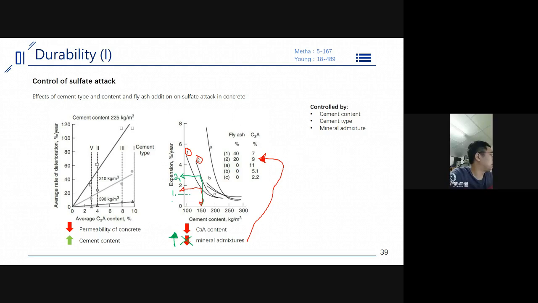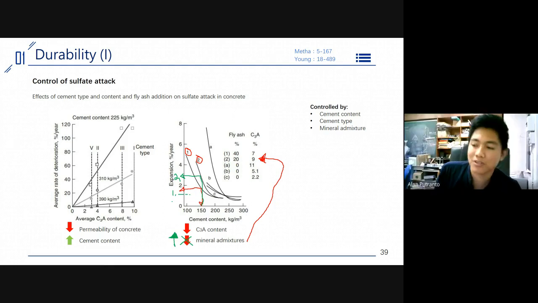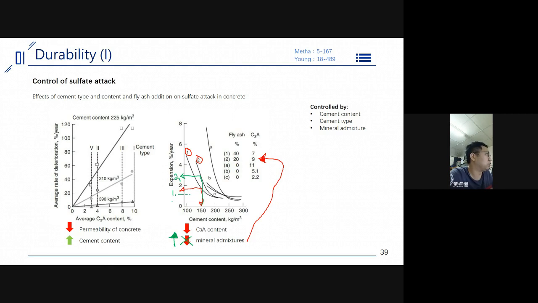so what the professor wants to discuss in this picture, still on the right one, is that there are 2 ways to decrease the C3A content. The first one is changing the type of the cement, right? If we are near the sea, we use type 2 or type 5 cement. All of these cements have lower C3A content. And the second one, in this picture, they use fly ash to substitute for some of the cement. So if you put much more fly ash, then of course you will have less cement, which lowers the C3A. Okay, so now everything is clear.